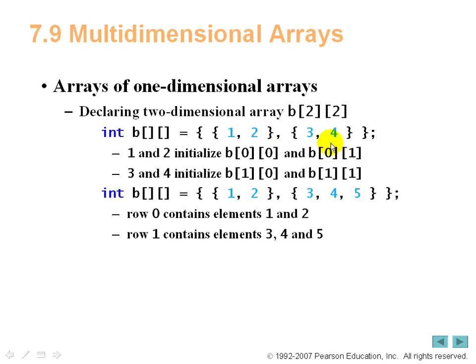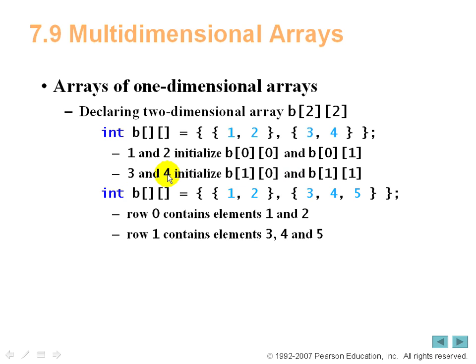So it counts our two sublists, figures out that there's two rows in this case, and then for each row it counts how many values are in that row. So the first row has two elements, and then the second row has two elements. You might refer to this as a rectangular array because each row has the same number of elements. And as far as how this initialization works, the two elements in row 0, b sub 0 sub 0 and b sub 0 sub 1, are initialized with 1 and 2 respectively, and the two elements in row 1, b sub 1 sub 0 and b sub 1 sub 1, are initialized to 3 and 4 respectively.